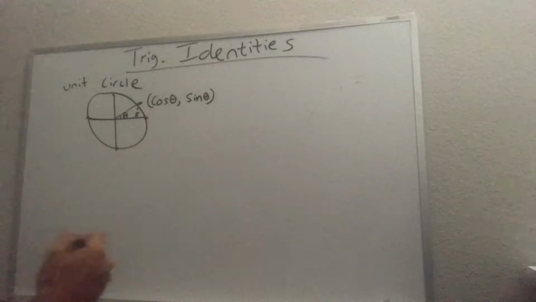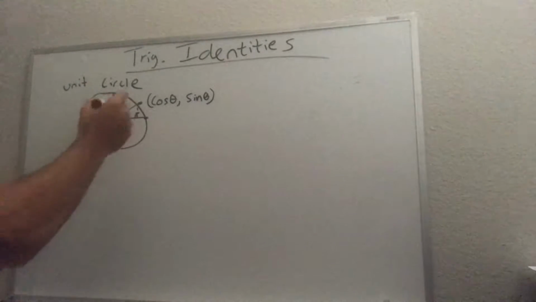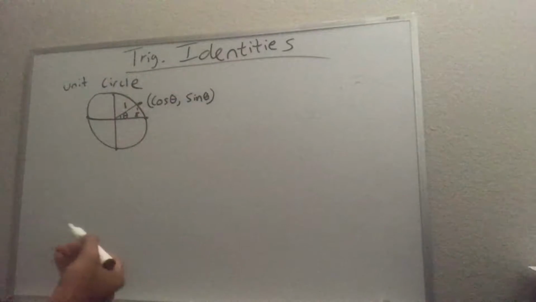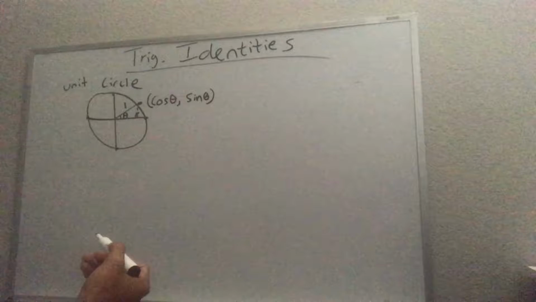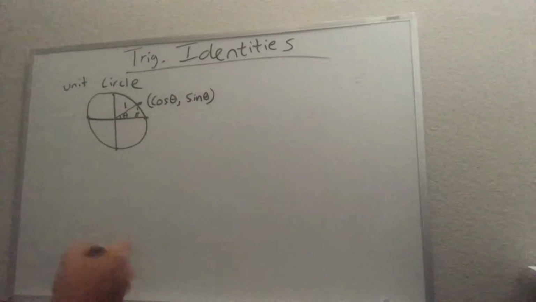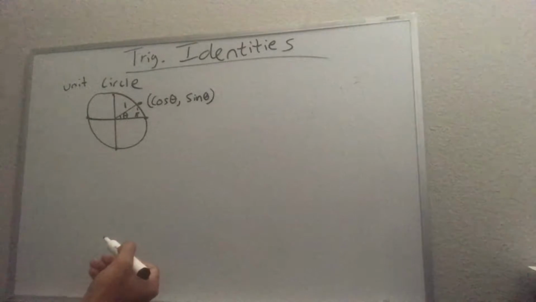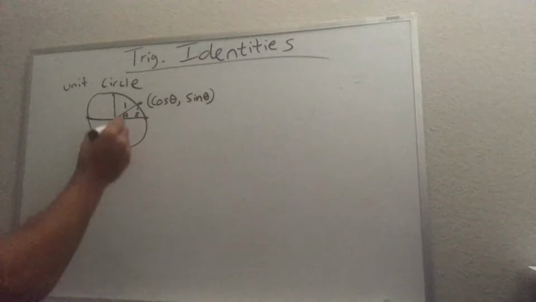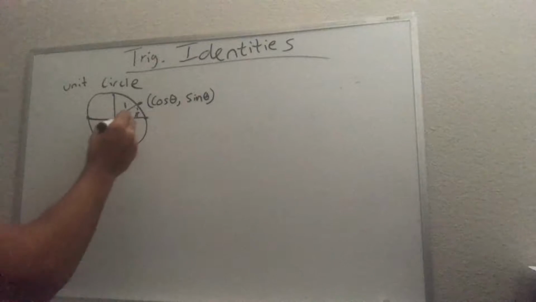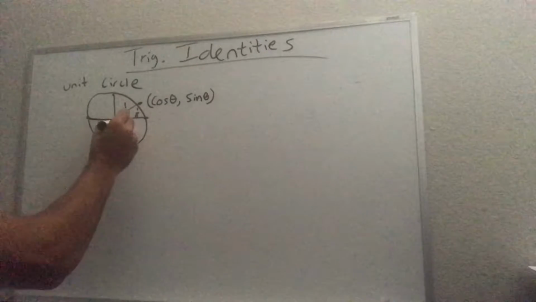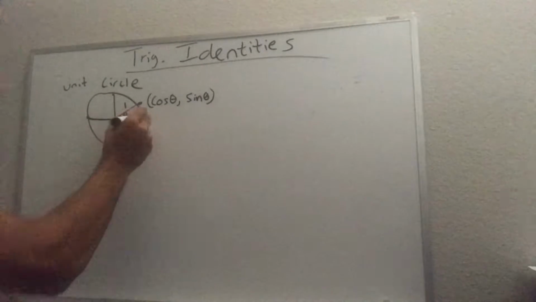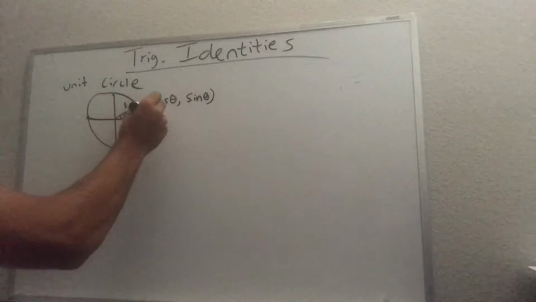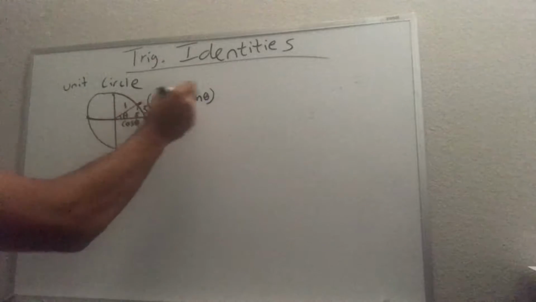Now with trig identities, because it's a unit circle, this must be one unit, which is just the radius of the circle. Well, let's think about something. If we were to use the Pythagorean theorem, which we definitely can because it's a right-angled triangle, we know that the horizontal component of the triangle is cosine theta, and the vertical component is sine theta, right? That's how we got this point here.